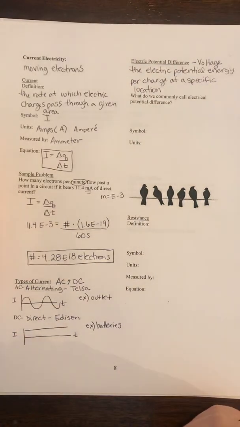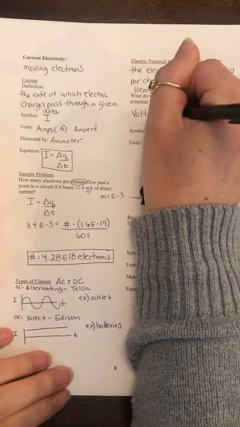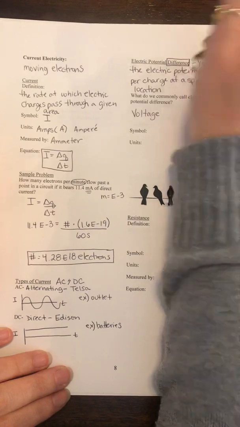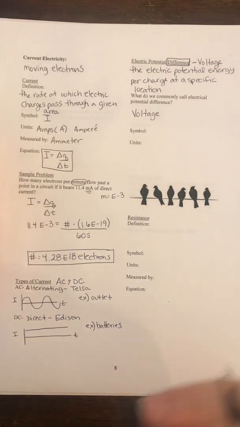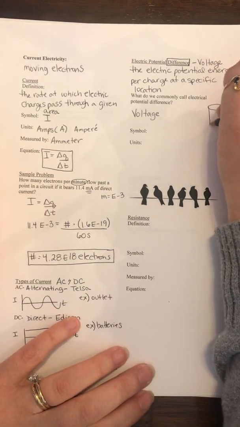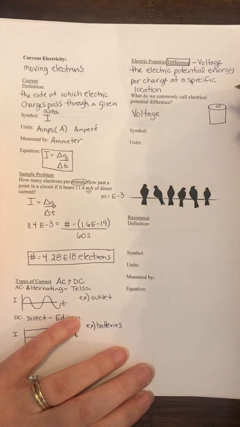Okay, and again, what do we commonly call electric potential difference? Well, we commonly call it voltage. Now, the key word here is this word difference, okay? Electric potential difference. All right, so if you ever think about, here's some bad drawings coming up here. This is a battery, okay?